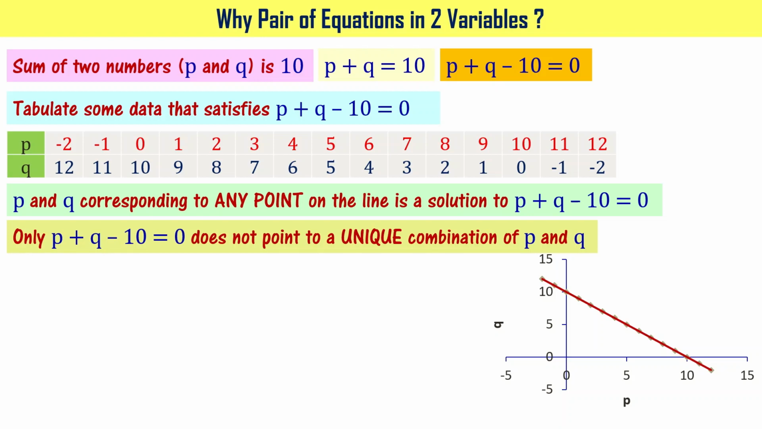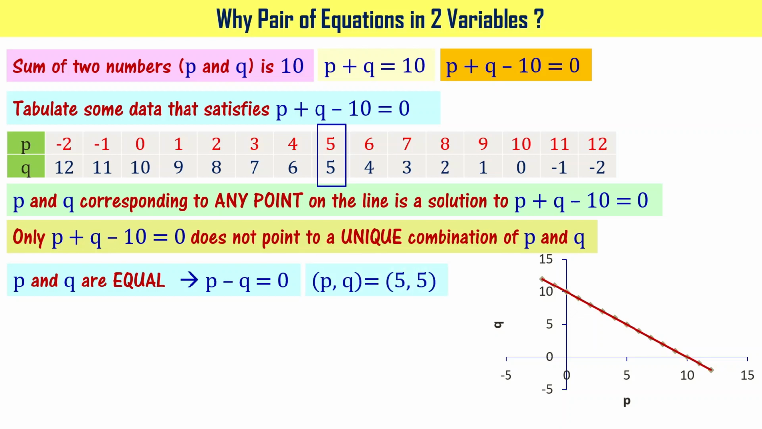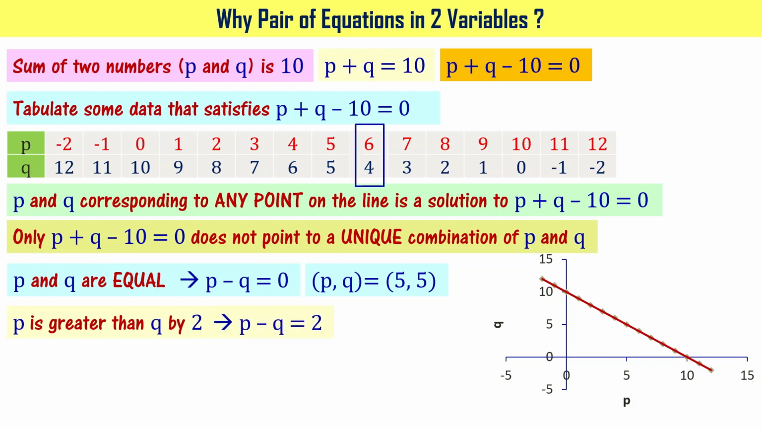For example, if I say that p and q are equal, this can be expressed as another linear equation, that is p minus q equal to 0, right? In that case, if you observe the table, you can say that 5 and 5 is the solution, right? So p is 5 and q is 5. Similarly, if I say that p is greater than q by 2, then this can be expressed as p minus q equal to 2. It means the solution we are looking for is 6 and 4, right?